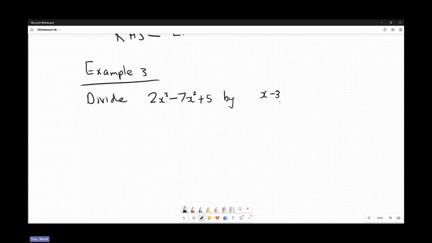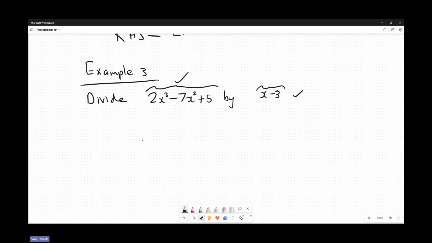You can see that the degree of this polynomial here is 3. In the previous case, the degree of the polynomial was 4, and we divided by a second degree polynomial. In this case, we divide by a first degree polynomial. It's a linear function, the highest exponent is 1. This one is a third degree polynomial because the highest power is x cubed.